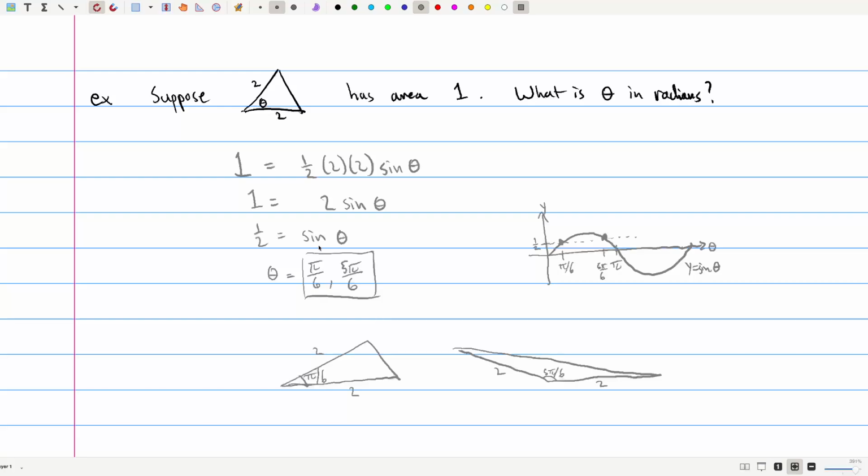So anyway, we've talked about triangles, how to find their areas, how to link up trigonometry with them, and we've gone through a few examples.